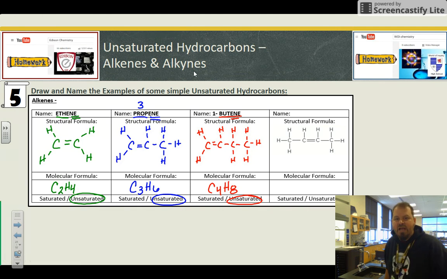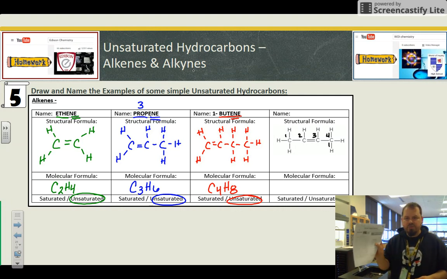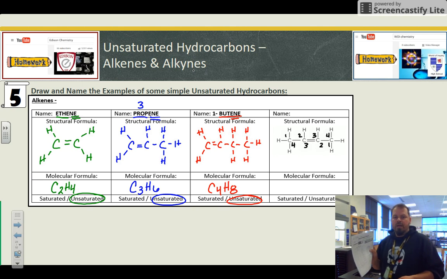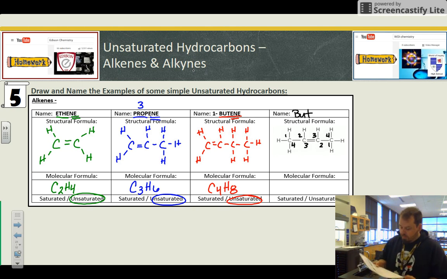Now this one we have to go backwards and name it. So I have 1, 2, 3, 4 carbons. I messed up my numbering. So I know I'm going to start with a bute. I see a double bond present. On Table Q, a double bond is an alkene. So it ends in ene.